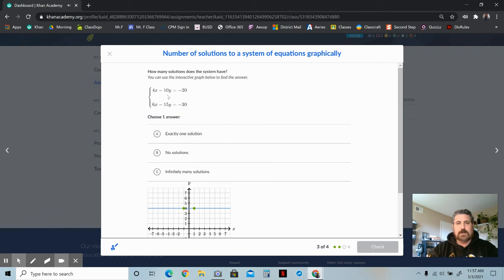All right, this one here is 4x minus 10y equals negative 20, and 6x minus 15y equals negative 30. If you divide everything in the first equation by 2, you get 2x minus 5y equals negative 10. If you divide everything in the second by 3, you get 2x minus 5y equals negative 10. So these two lines are actually the same line, even without graphing it. So we can just say that there are infinitely many solutions, because literally they're the same line.